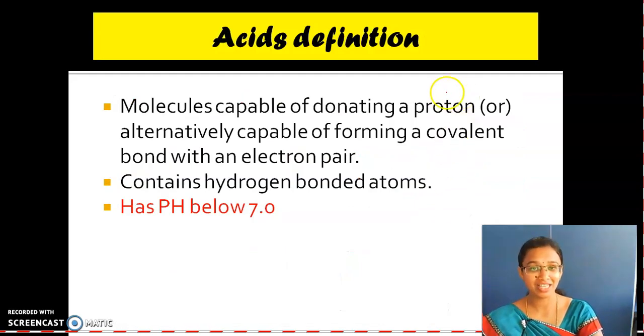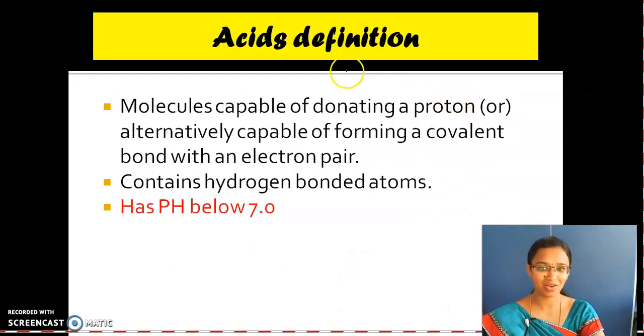And now we are going to see the definition of acids.